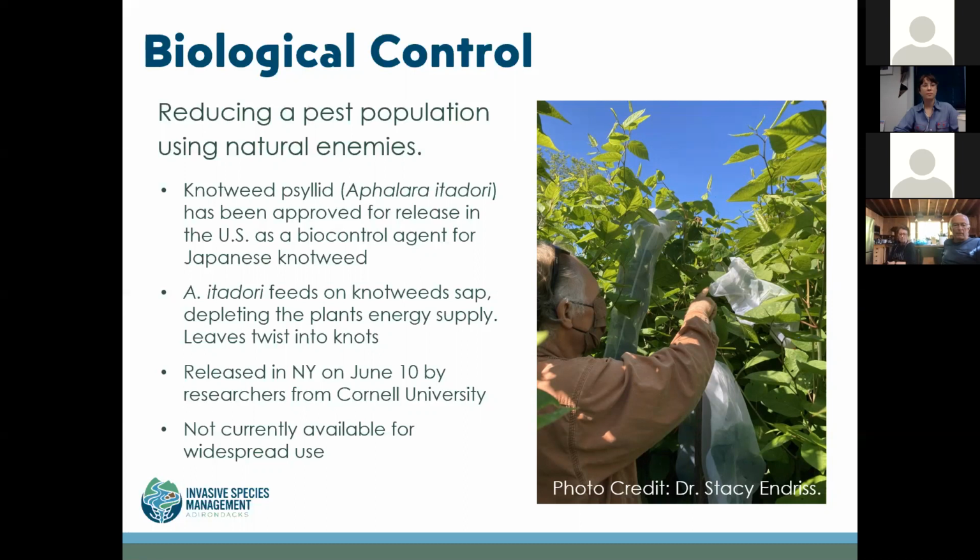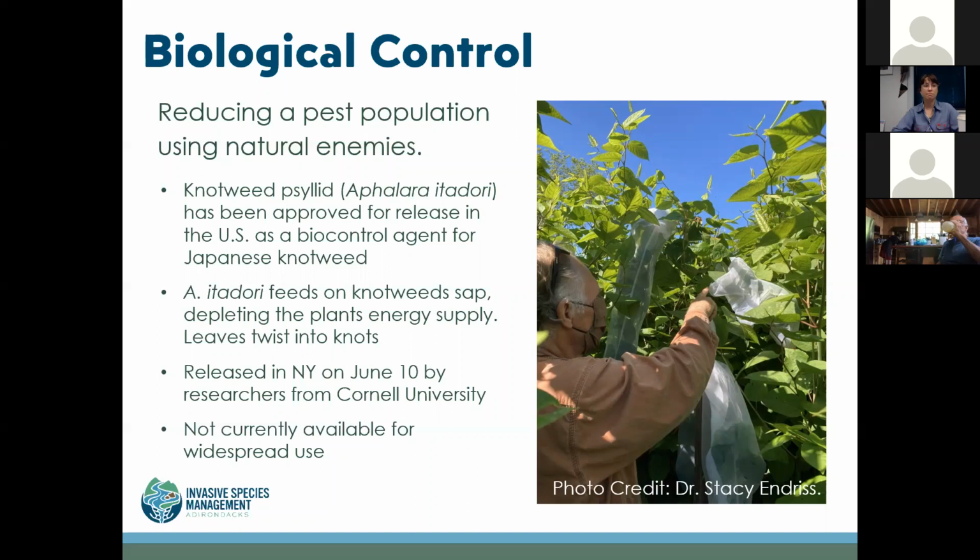knotweed. So for many years, researchers have been looking into this insect known as the knotweed psyllid. And just recently, it has been approved for release in the United States as a biological control for Japanese knotweed. Just this past June, during Invasive Species Awareness Week, researchers from Cornell University released this insect on a few knotweed stands in New York and are currently monitoring its efficacy. Basically, what the insect will do is feed on the sap of knotweed to reduce its energy supply. It will cause its leaves to twist up into tight knots so it cannot effectively grow.